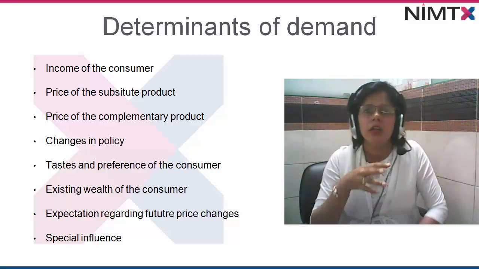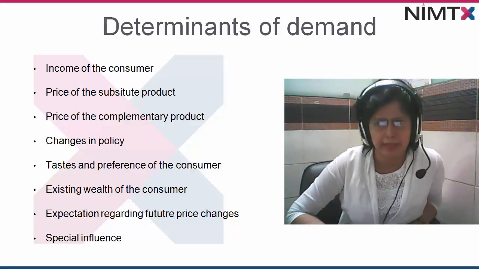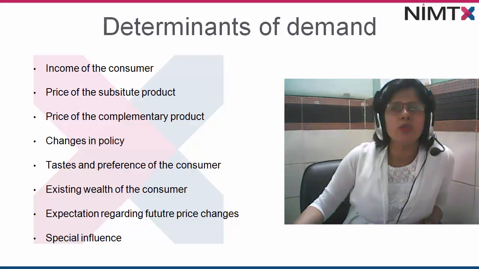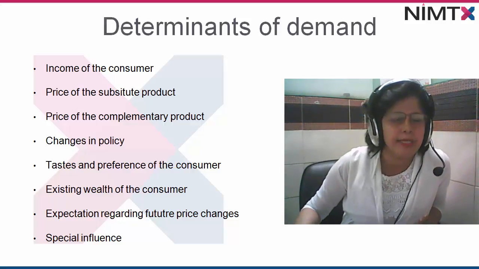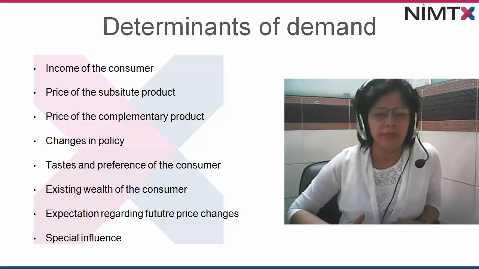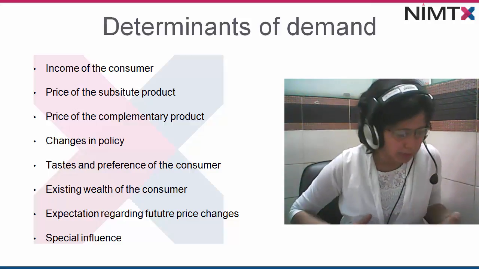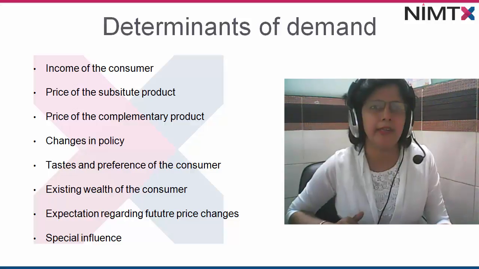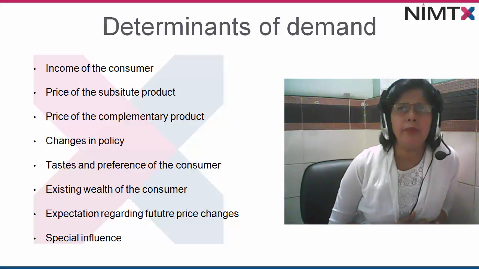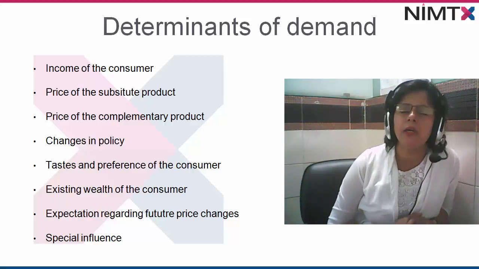Now we are going to study the determinants of demand. How could you explain demand if there are no determinants, if there is no usage, and if there is nothing to use in it? So we have a few determinants which reflect our demand. First of all, the very first determinant is income of the consumer. Income of the consumer, how does it reflect? See, everything depends upon the income of the consumer.